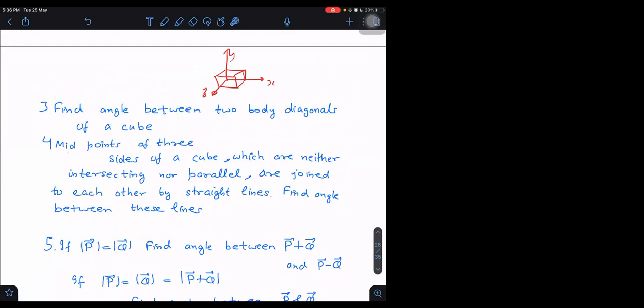Then try to find the vector which represents one body diagonal of the cube, and then the vector which represents the other body diagonal. How to find them? I'm giving you a hint. Let us say A, B, C, D, E, F, G, H is the cube. If one body diagonal connects points H and B, then I need R_BH, the position vector of B with respect to H. That will be the position vector of B minus the position vector of H. That gives me one body diagonal.